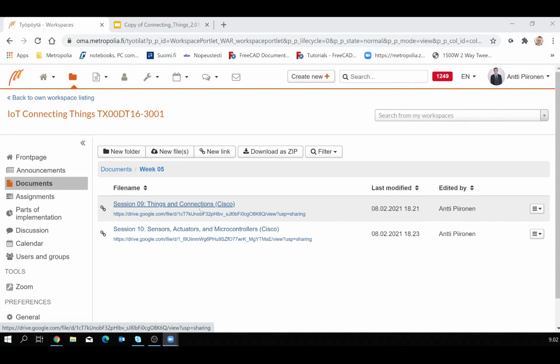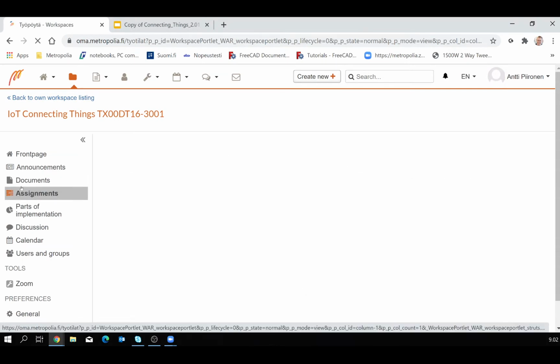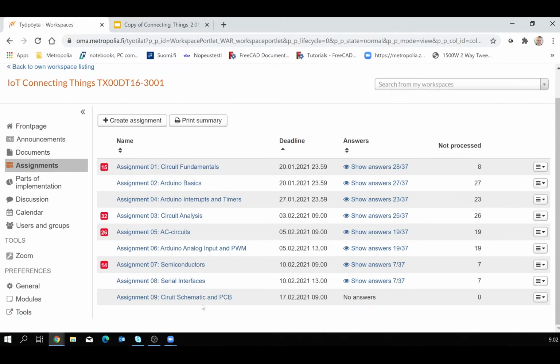But anyways, we are doing this a little bit differently. So we start by showing the material they have there. And then on the assignment side, let's see, assignments, we have assignment 9. There's supposed to be also assignment 10 there. It will be there for the afternoon.